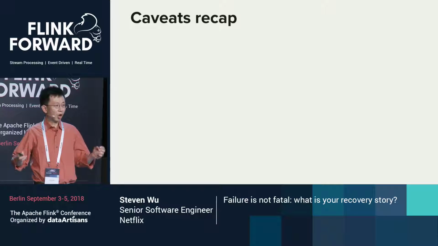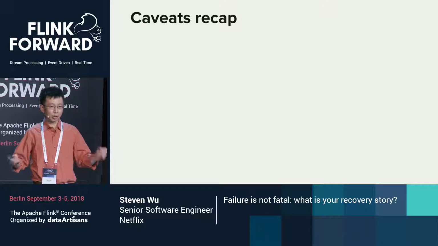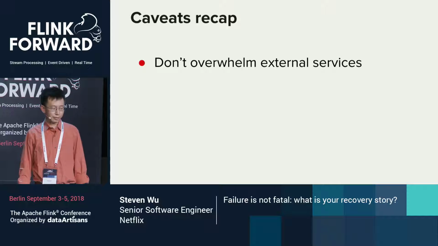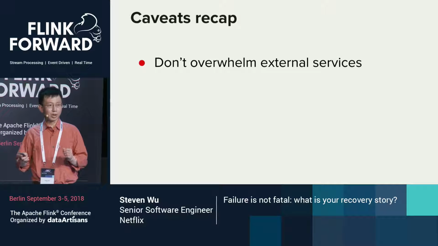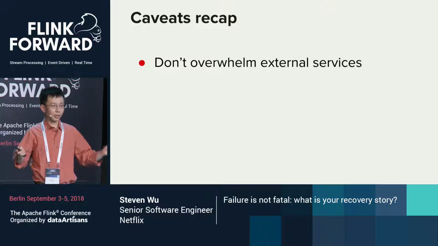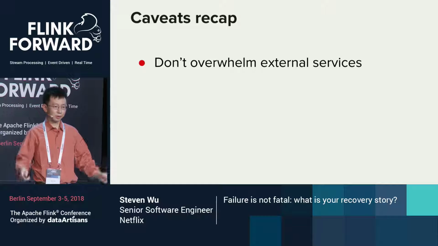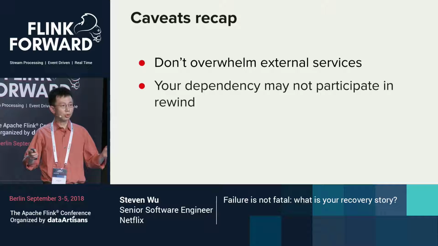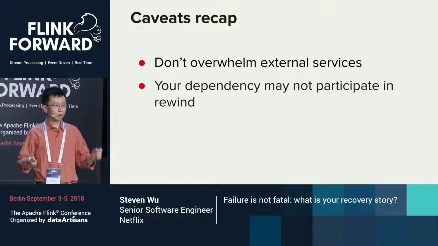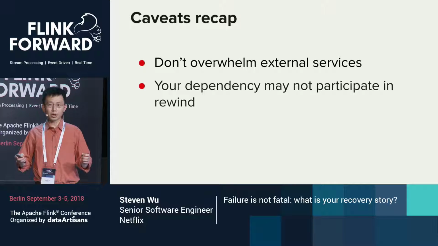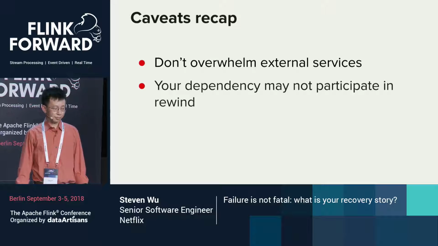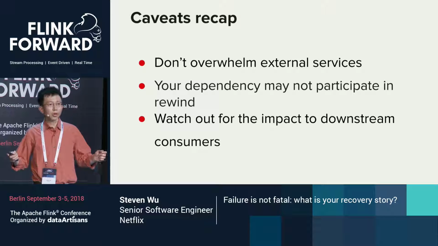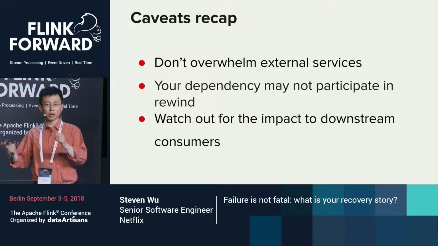Let's recap the caveats that we should watch out for. Number one, don't overwhelm your external dependencies. Consider a rate limit operator in your job DAG to protect those dependencies. Number two, your dependency may not participate in the rewind. Consider converting a table lookup to a streaming source so that you can keep the data in sync. Number three, watch out for the impact to your downstream consumers.